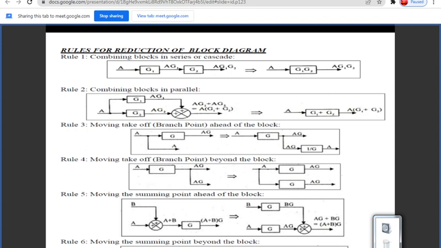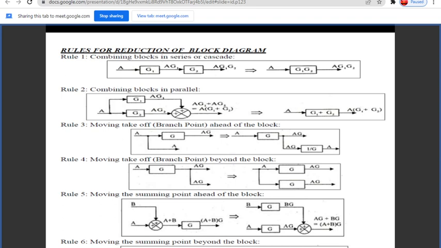For rule number three, we are having moving a take-off, that is a branch point, ahead of the block. You have to move the branch point from here to here. But if you are moving the branch point to here, you will get a G as an additional value. So if you want to remove the G, you have to divide it. So we are adding a block with a dividing option. You can see in the diagram.